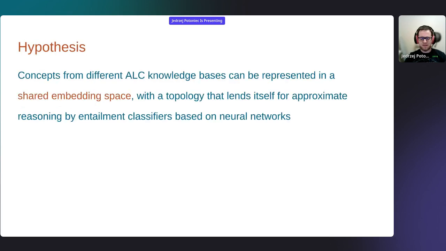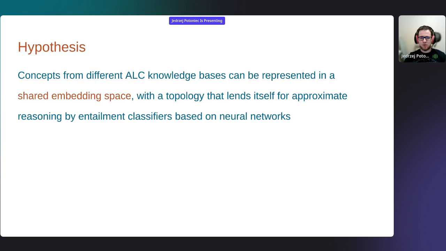So our overall hypothesis was that concepts from different knowledge bases expressed in the ALSC description logic can be represented in a shared embedding space with a topology that lends itself to approximate reasoning by classification based on a neural network, suitable for classifying entailments, whether they hold or not, or in other words, whether any given query is entailed by a knowledge base or not.